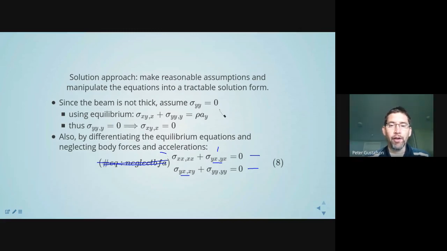So from all of this, from this one simple, reasonably justified assumption that sigma yy is equal to 0, we get that the shear stress doesn't change, and we get that the second derivative of the x stress with respect to the x direction is equal to 0. That means sigma xx can be linear at best.